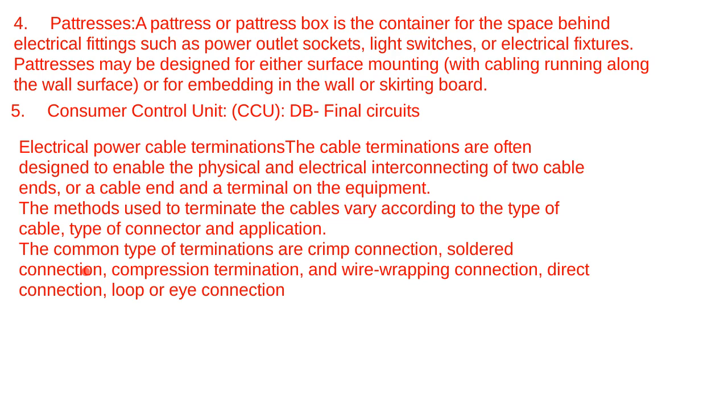So there they are, the common types of termination. One, the crimp connection, the soldered connection, compression termination, and the wire wrapping connection. Then the direct connection and the loop or eye connection. Those are the major types of terminations. There are a number of factors that determine the type of termination that you're going to apply.